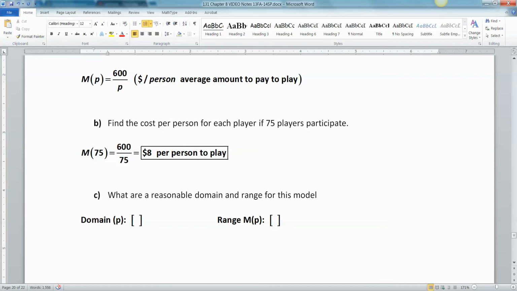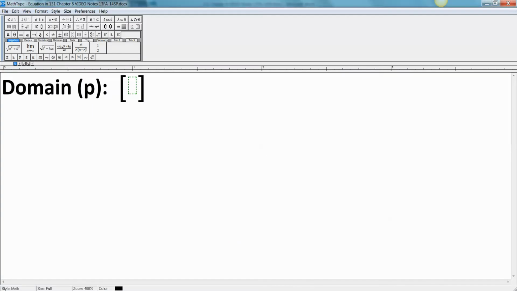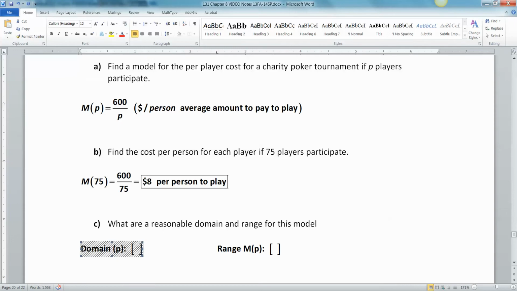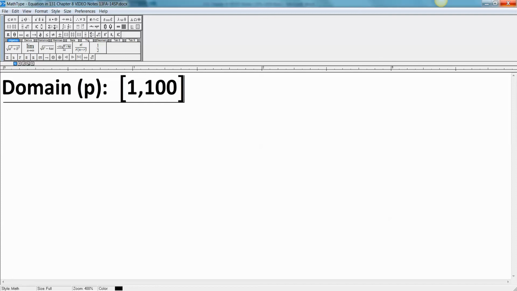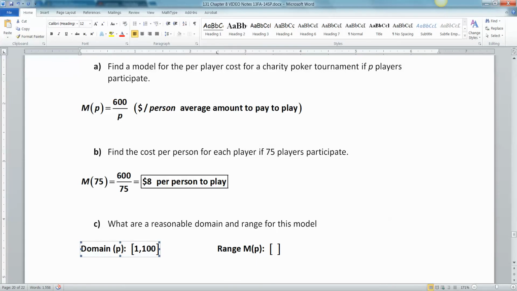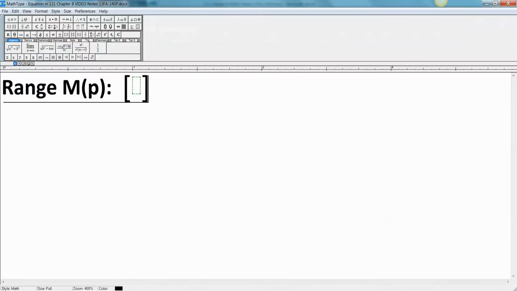Now, what is a reasonable domain and range for this model? Interesting. The domain is all the possible numbers of players you could have. The smallest would be 1, so 1 player shows up for this tournament. If nobody shows up, it's not really a tournament. And then all the way up to 100, because they said the cost was for up to 100 players. That would be your domain. Now your range is your cost per person, your mean cost per person.